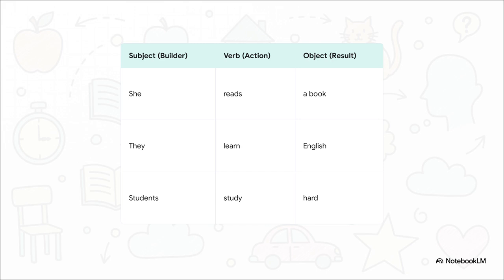The action is reads. And what's the result of her reading? A book. It's the same simple pattern again and again. They are the builders, learn is the action, and English is the result. This subject-verb-object pattern is the absolute backbone of English.